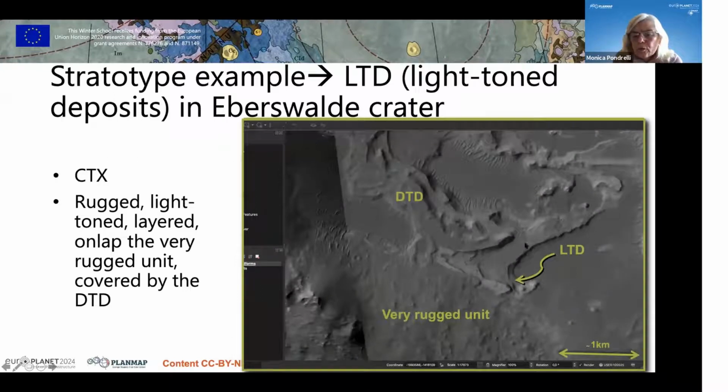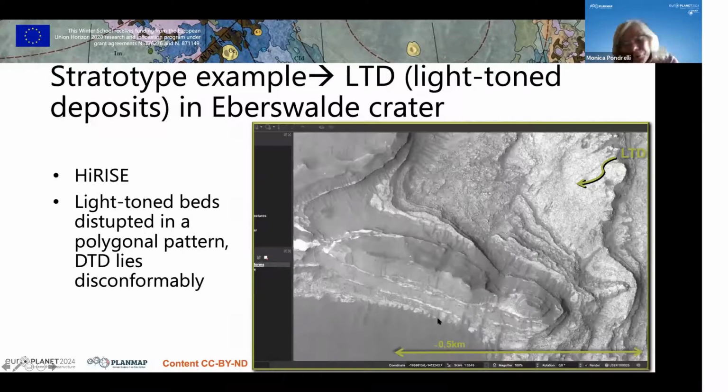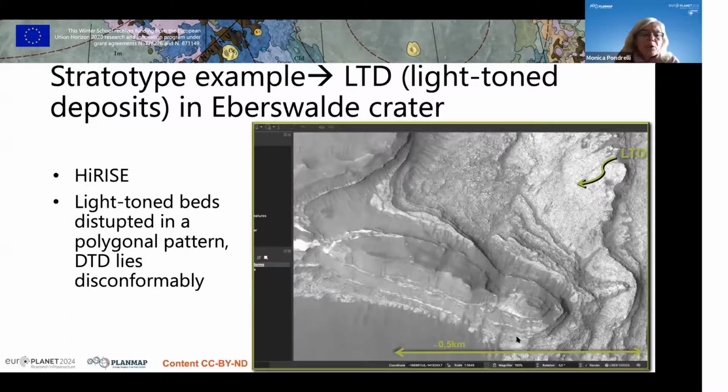We can see also that it is onlapping against this very rugged unit. If we move to HiRISE, we can observe the nature of why this unit is actually rugged here, because it's rugged elsewhere for different reasons. Here it is because it is disrupted in a polygonal pattern. And we can observe much better the nature of the contact between the light tone unit and the dark tone deposits. And we can observe that this is actually a disconformity.